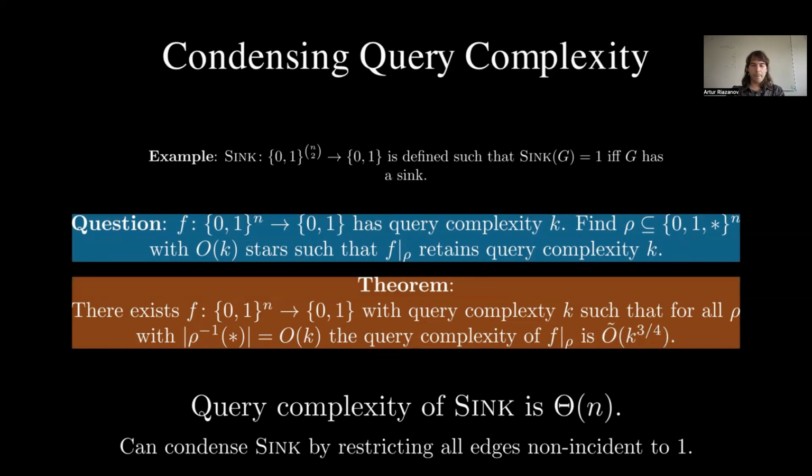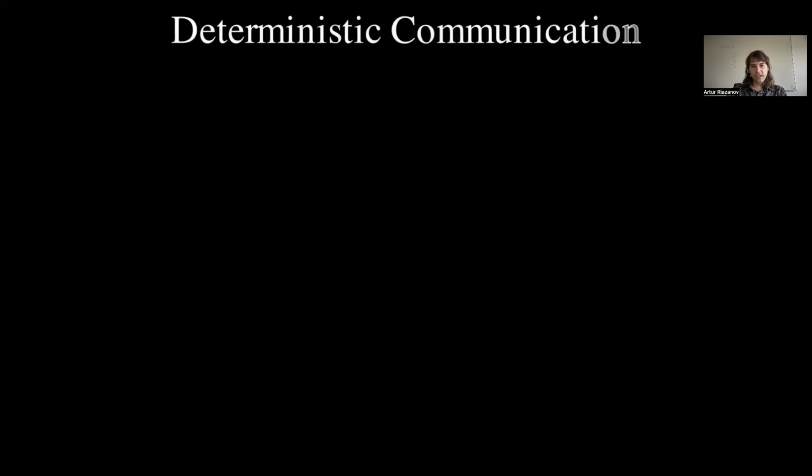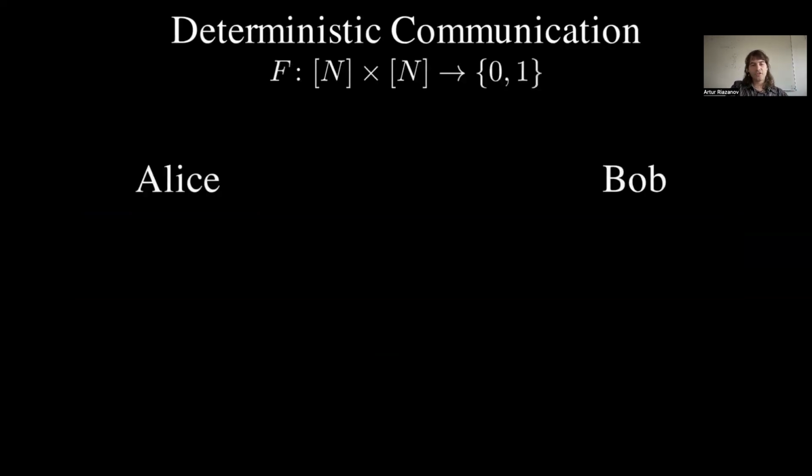So what about communication complexity? Let's start with deterministic communication complexity, and let me introduce the notion. We have a function with 2 arguments. You can think about them as numbers from 1 to n. There are 2 players, Alice and Bob, and each has one of the numbers. They want to exchange messages such that after the exchange, they both know the value of the function.